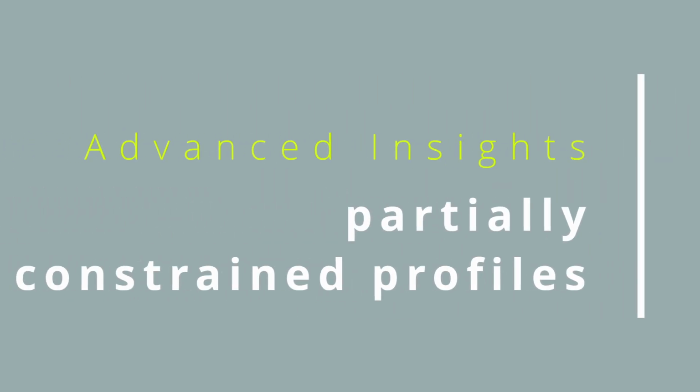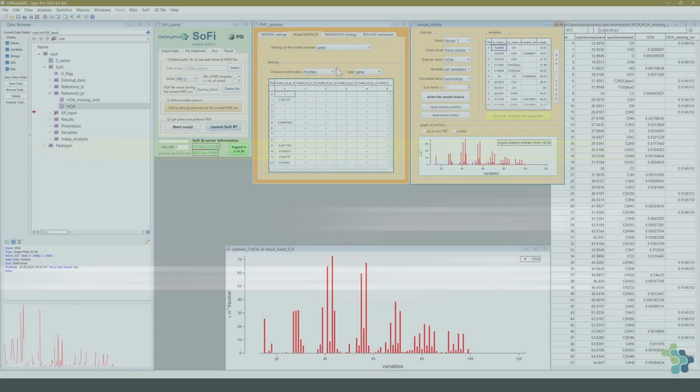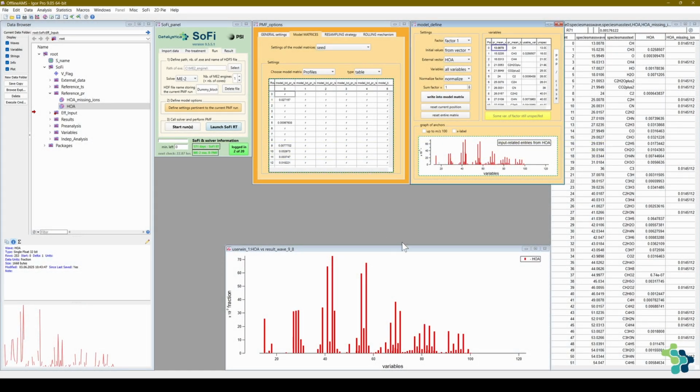And welcome back to another tutorial. Today I would like to show you what might happen if you don't fully constrain a reference profile and how to fix it. For this, I have here an example with some HR AMS data, and I know that I have a traffic factor in this data set, but it's not very clean, and therefore I would like to constrain it with a reference profile.